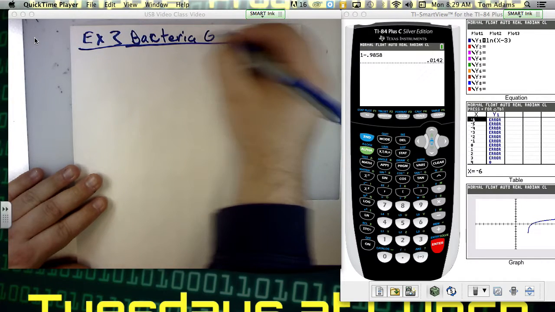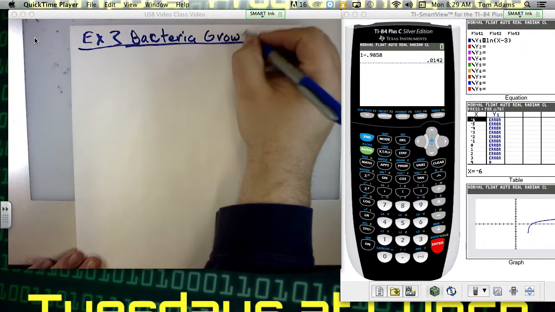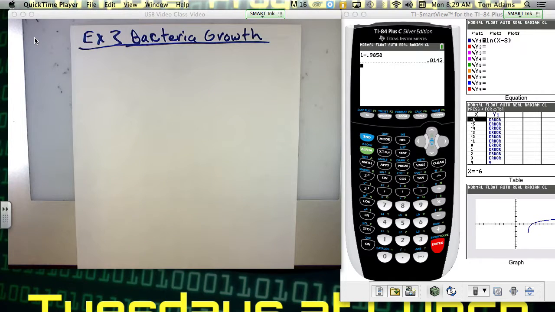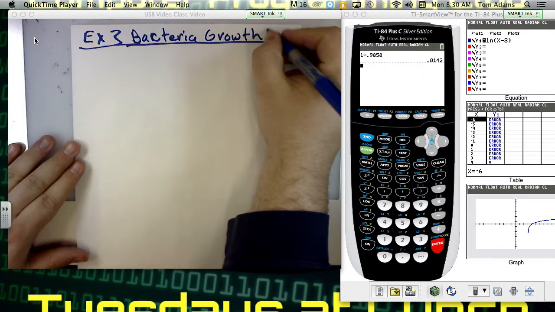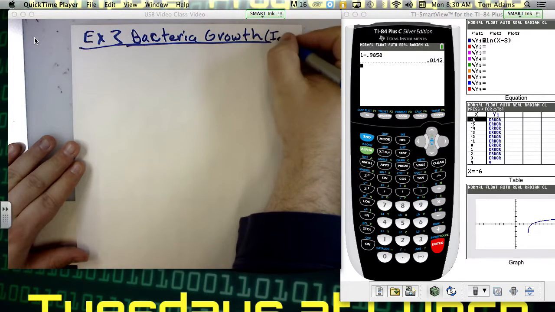Speaking of the ACT and SAT, if I say example number 3, bacteria growth, just from the things that I've written on the board right now, what do you know about this function? There's a clue in the words that I've written down. It's increasing. That means that the rate would be what? Positive or negative? Positive. Yeah. So this tells us that it's increasing and that the rate is positive.